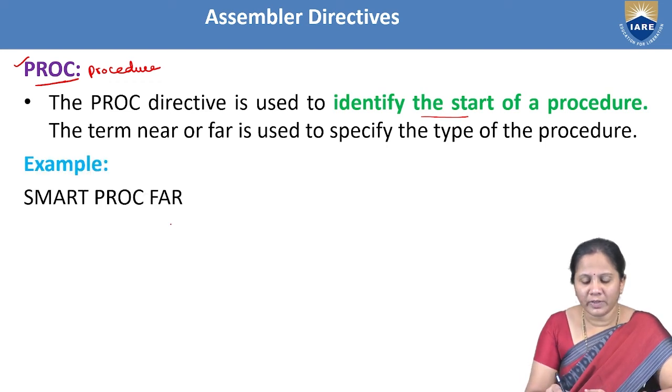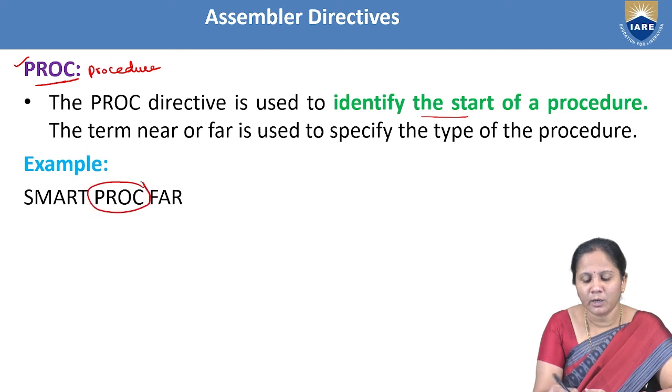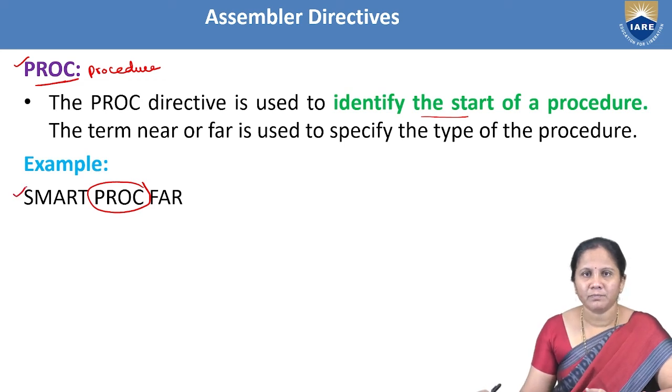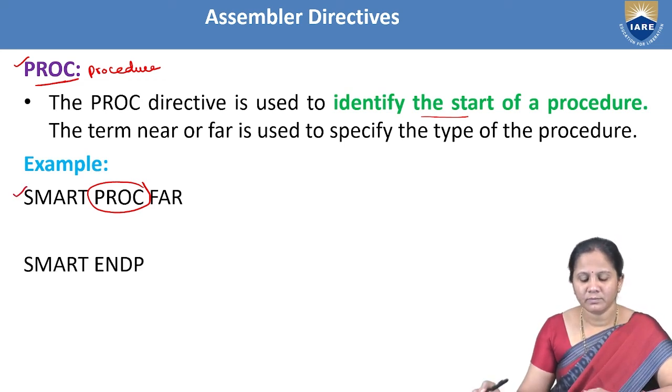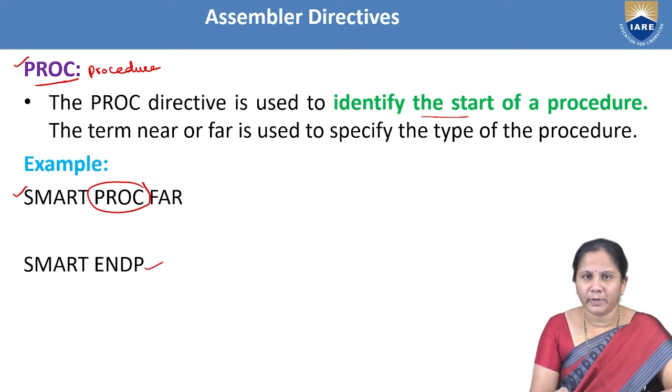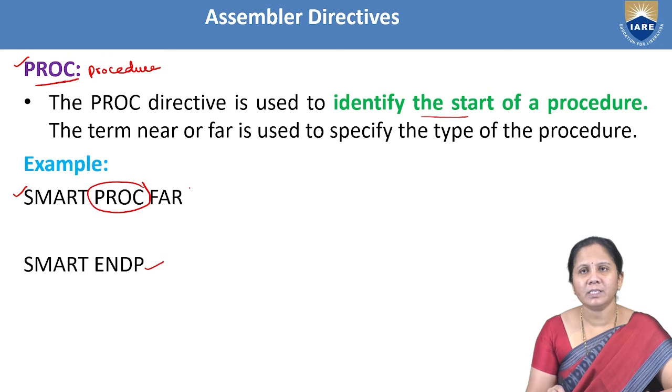Now, for example, if you see here, this is smart PROC. Here PROC is a procedure, indicating that it is a procedure, and here the procedure name is smart. Then, smart NDP. We have already seen the NDP assembler directive. The NDP assembler directive represents the end of the procedure.